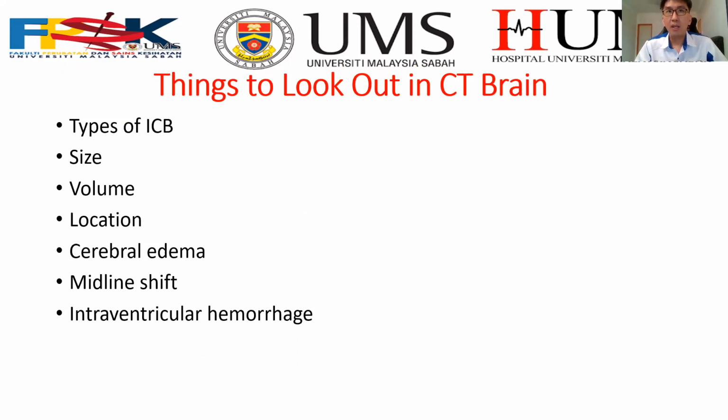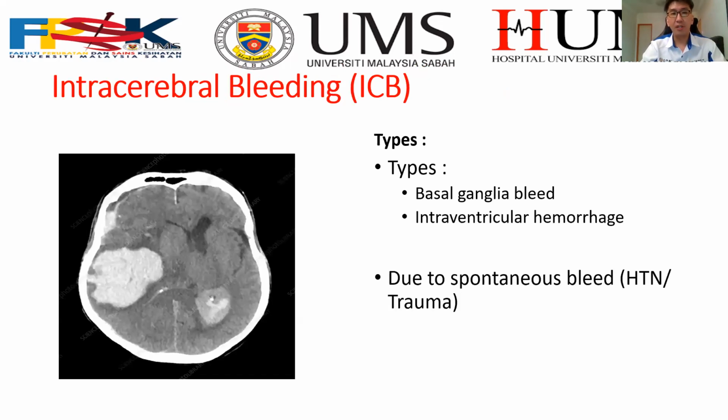Whenever you receive a referral for this type of surgery or condition, you have to look out in the CT brain for the type of intracranial bleed. Is it an intra-axial or extra-axial condition? The size of it, the volume. The location is important, whether supratentorial or infratentorial, because the positioning will be different or difficult for us as anesthetists. Also the presence of cerebral edema, midline shift, and intraventricular hemorrhage.